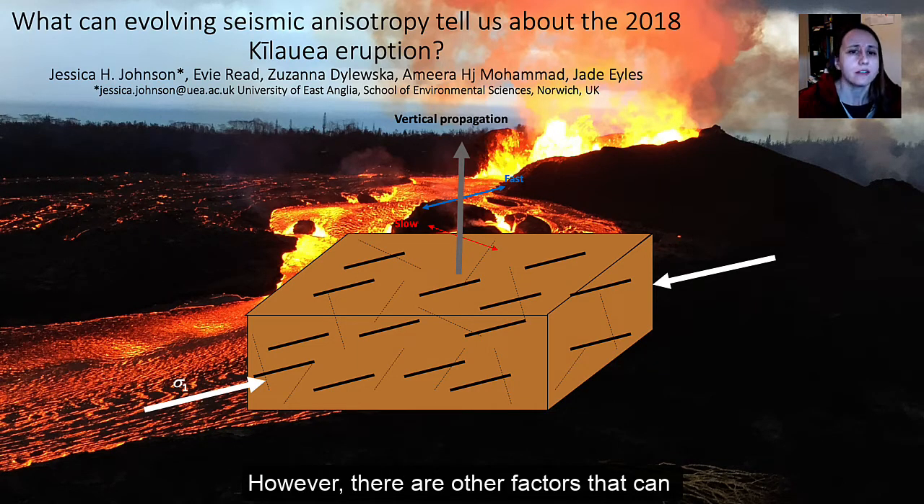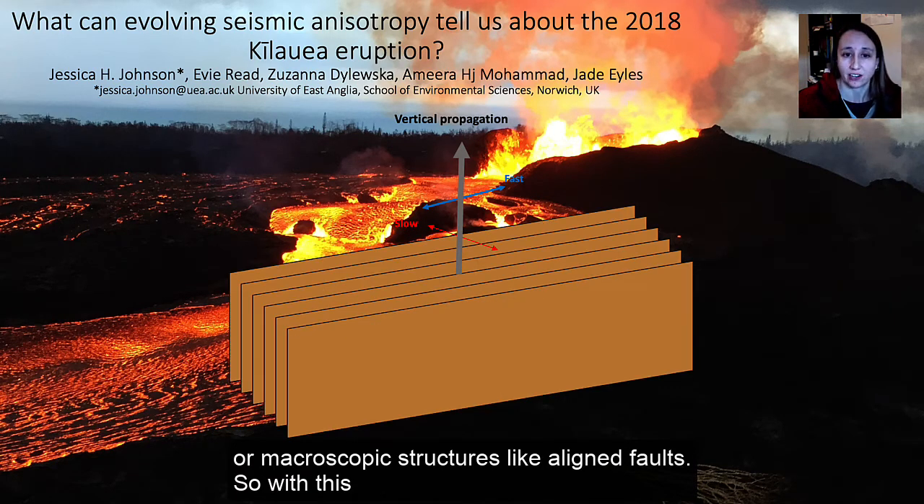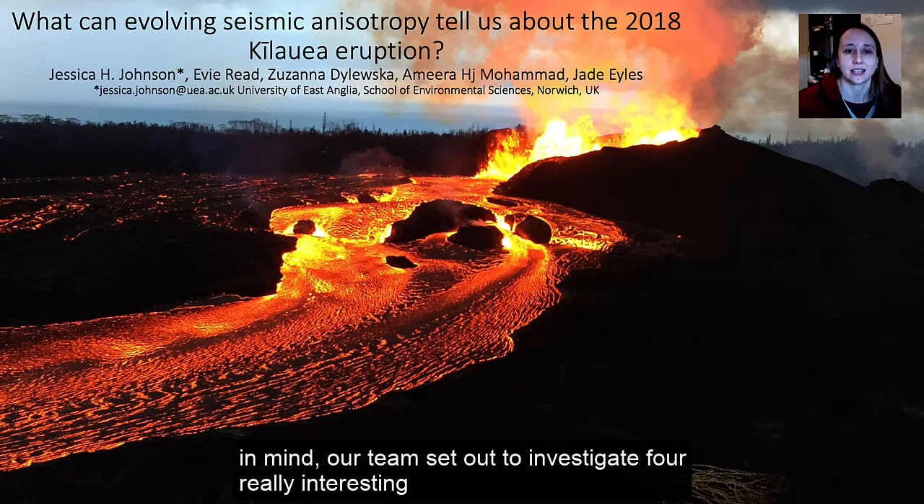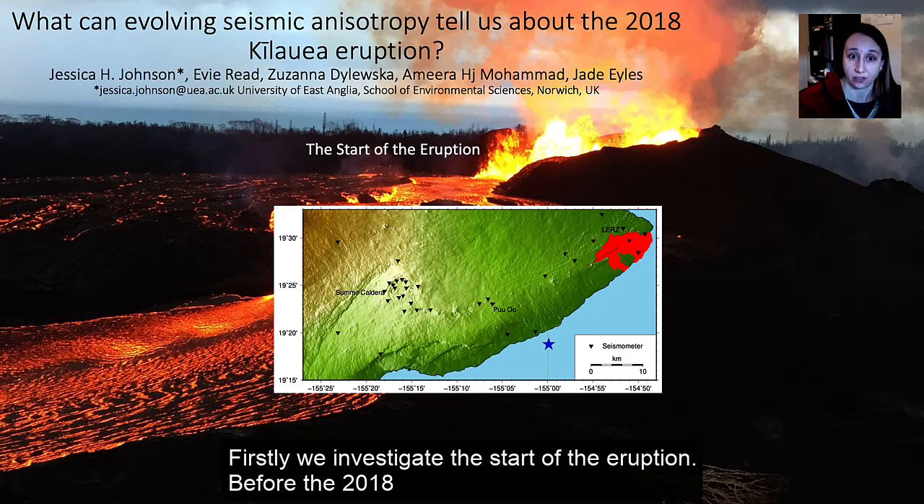However, there are other factors that can cause seismic anisotropy, such as pore fluid pressure or macroscopic features like aligned faults. So with this in mind, our team has set out to investigate four really interesting aspects of the 2018 Kilauea eruption. Firstly, we investigate the start of the eruption.